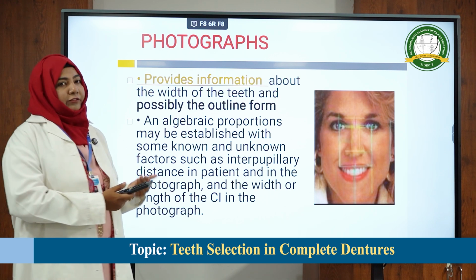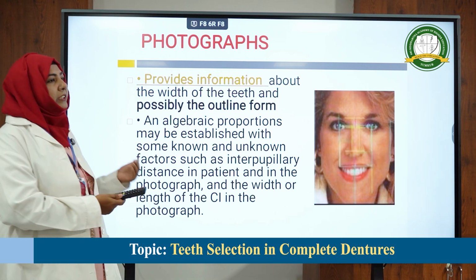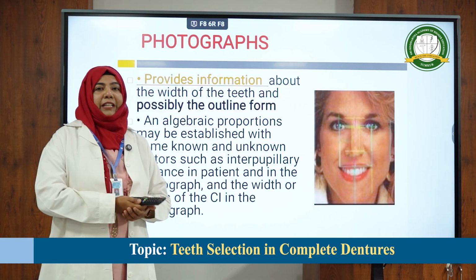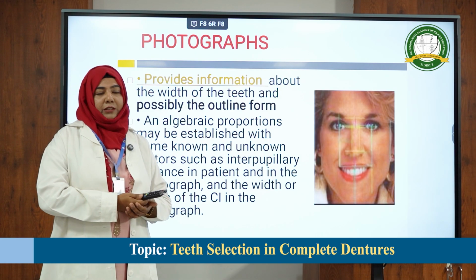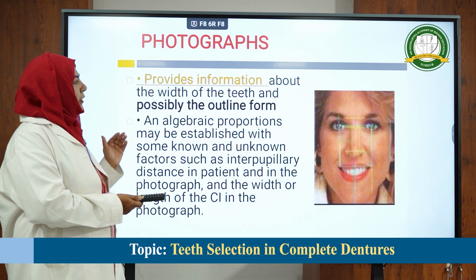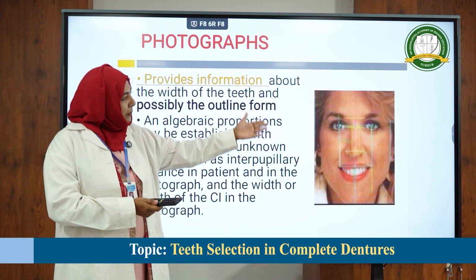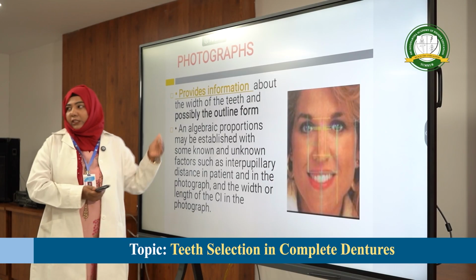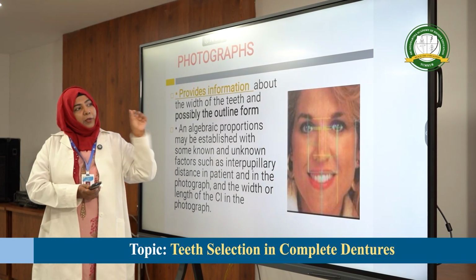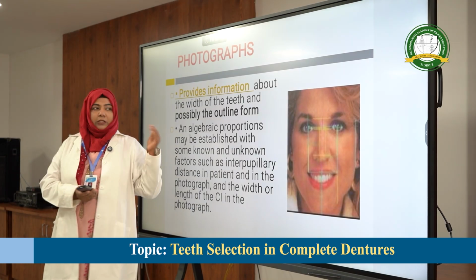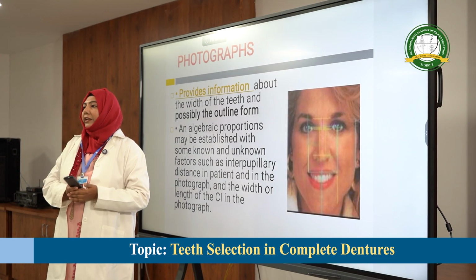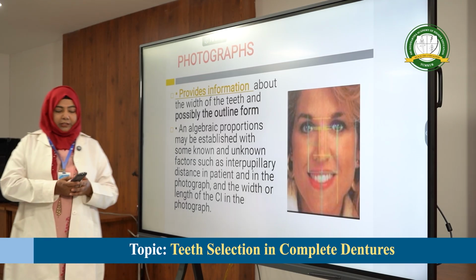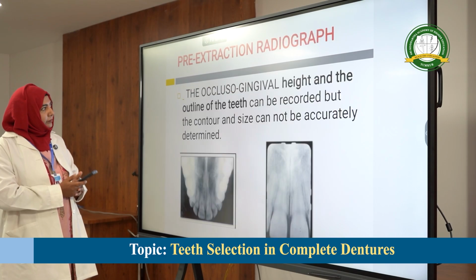Then we have the photograph, just the pre-extraction photograph. This will provide you information about, again, the outline form of the teeth and the width of the teeth. What you have to do here is establish the algebraic proportion on the photograph as well as on the patient's face, considering the interpupillary distance as a reference. With this proportion, you can determine the width or outline of the anterior teeth, that is, the size of the anterior teeth.